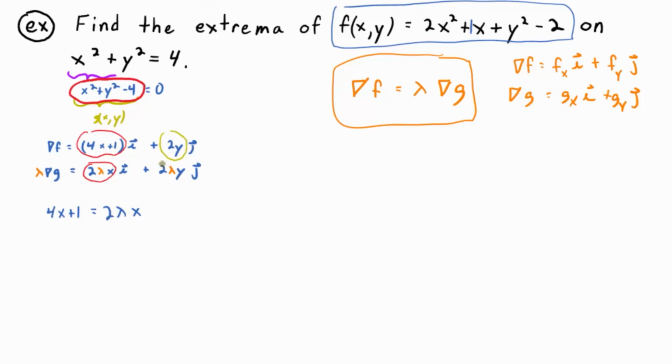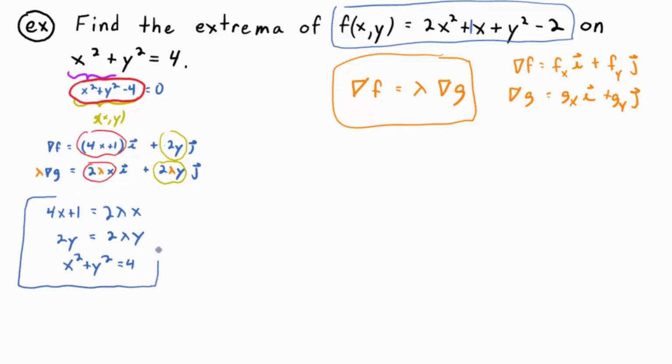2y equals 2 lambda y. There's one other equation we can make use of, which is the constraint equation. I usually put in the original form of the constraint, x squared plus y squared equals 4. So write that down as well. Or x squared plus y squared minus 4 equals 0. Either one is true.